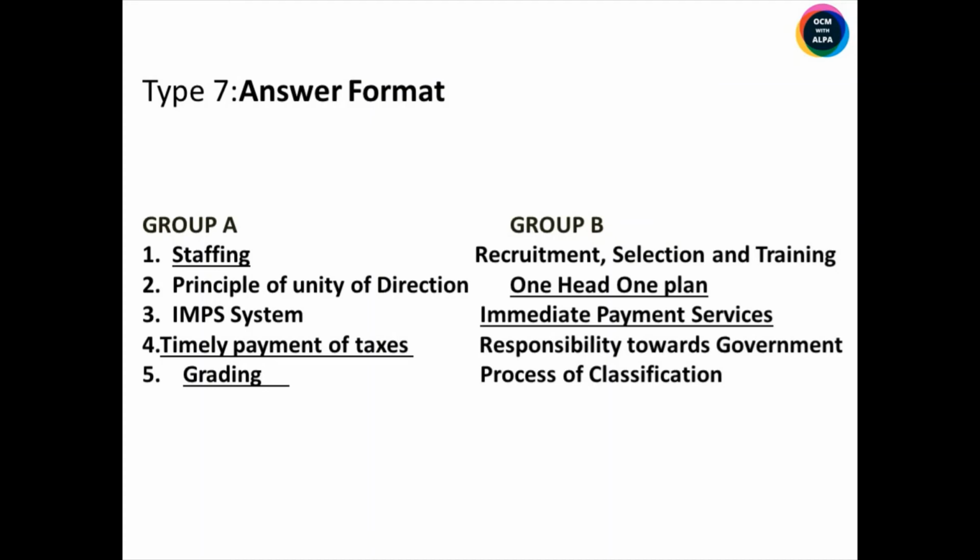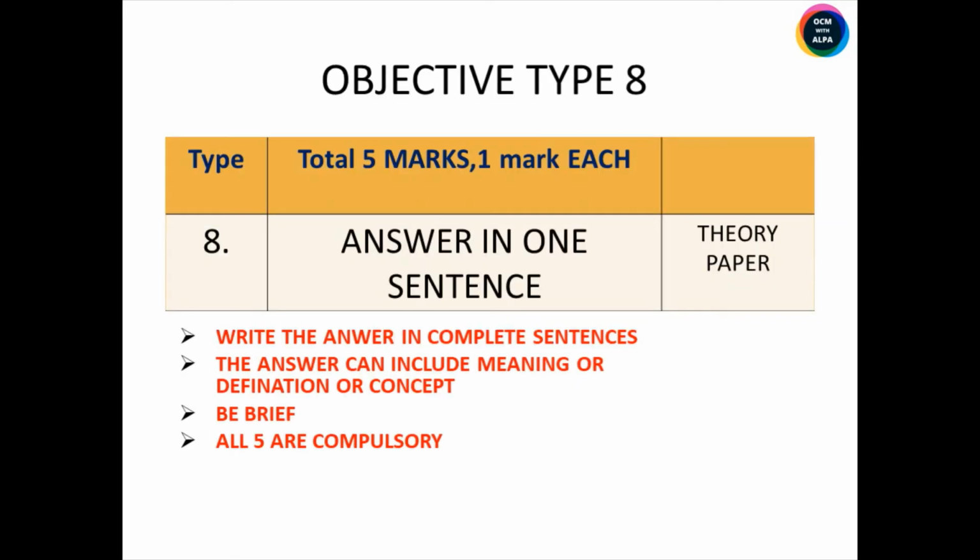So now let's see how you will be writing down your answer format. For this particular question, you will be writing down the answers, underlining the answers that you've mentioned in group A and group B. So that makes it easy for the examiner to check your paper. Do not forget to underline the answers that you have filled up.